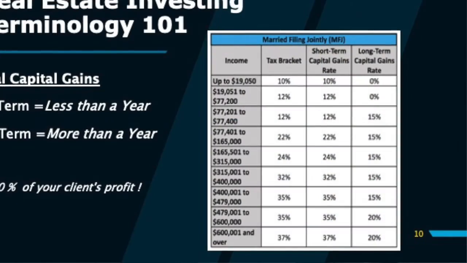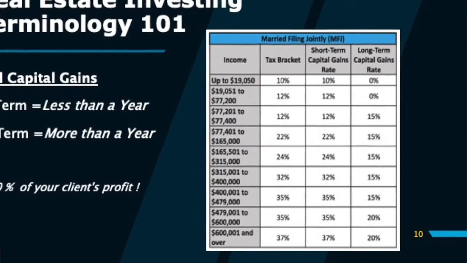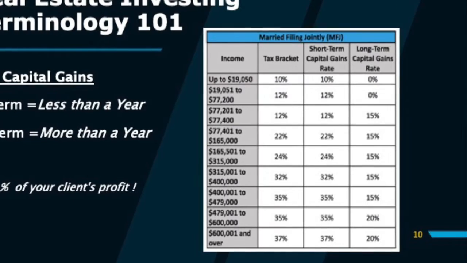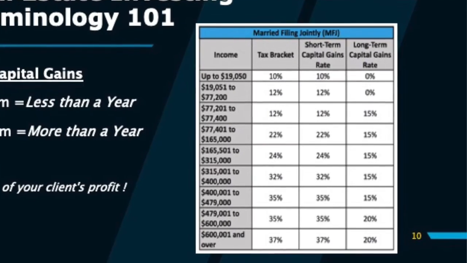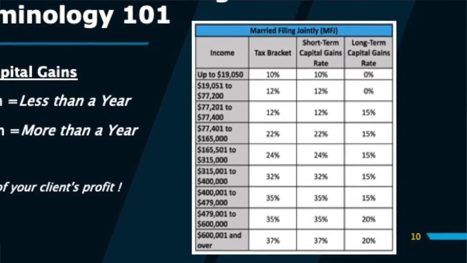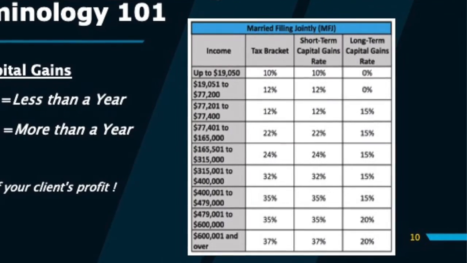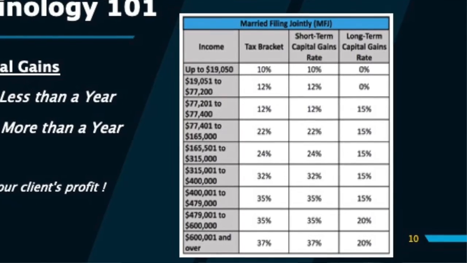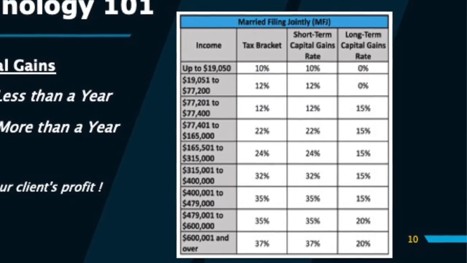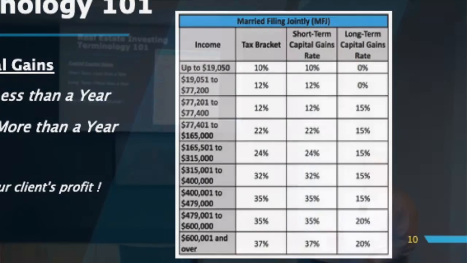Is your client up here where they only make $20,000 a year? They probably aren't buying an income property, right? Down here, they might very well be in this category, $77,000. They're probably owning an income property. And if you look over here, if they sell that income property in less than a year, they'll pay 12% on their taxes, right? That could be just about anybody.